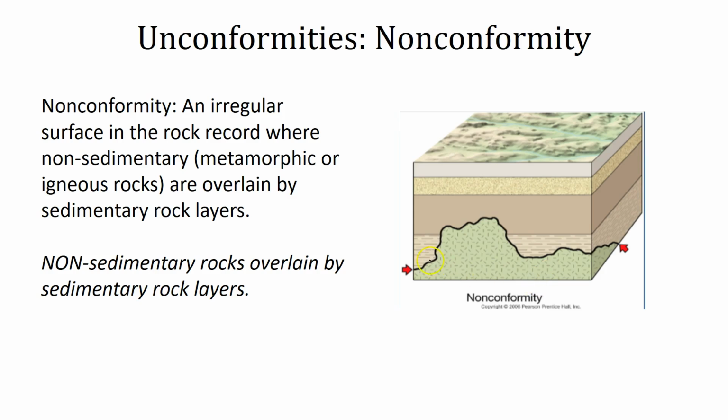Beneath this thick wavy line, in this case, we have an igneous rock. How do I know? Because there are no layers within this rock. It's just one solid pattern, versus our sedimentary rocks, which are going to be shown as layers. So this is something that's non-sedimentary. It doesn't have any layers, and it's overlain by, again, those flat-lying sedimentary rock layers.